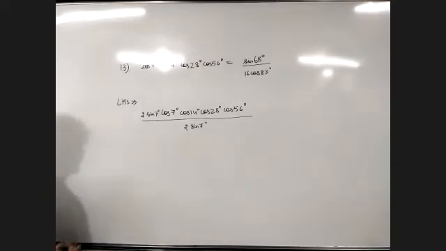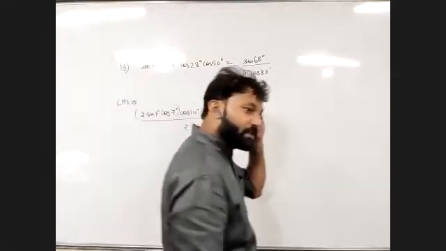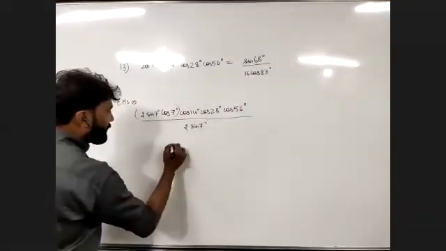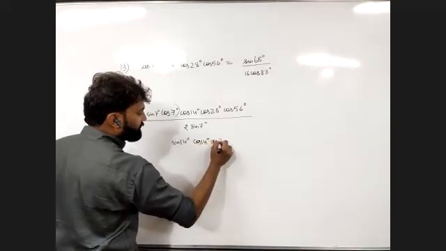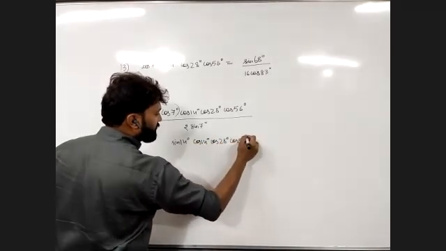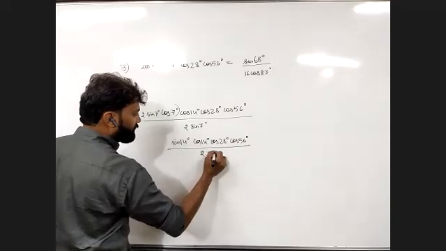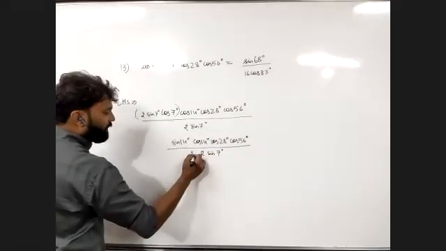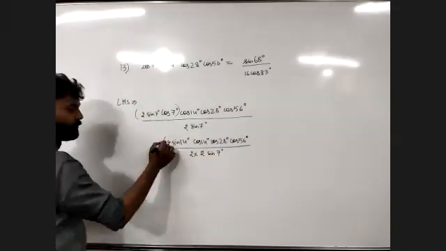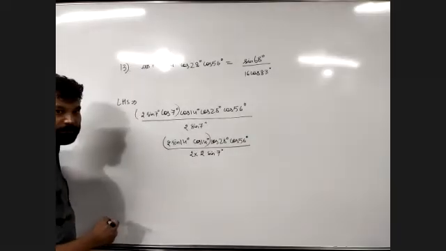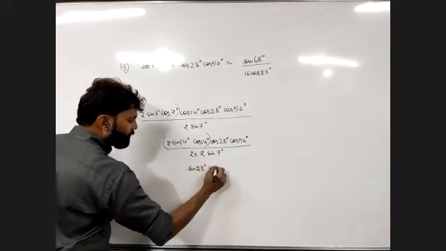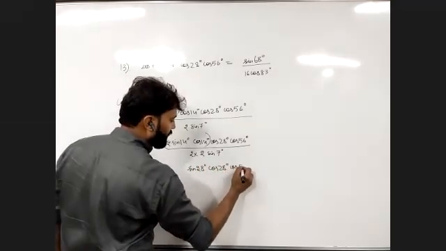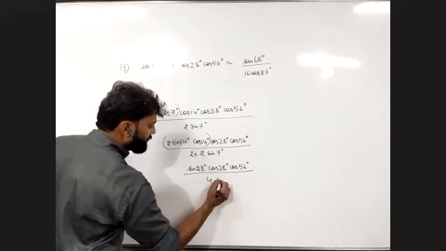Why do we need 2? So that we can use the formula for 2 sin x cos x. What is 2 sin x cos x? Sin 2x. So this will become sin 14 degree, cos 14 degree, cos 28 degree, cos 56 degree, whole upon 2 sin 7 degree. Multiply and divide by 2 again. Now 2 sin 14 cos 14 will become sin 28 degree, cos 28 degree, cos 56 degree, whole upon 4 sin 7 degree.